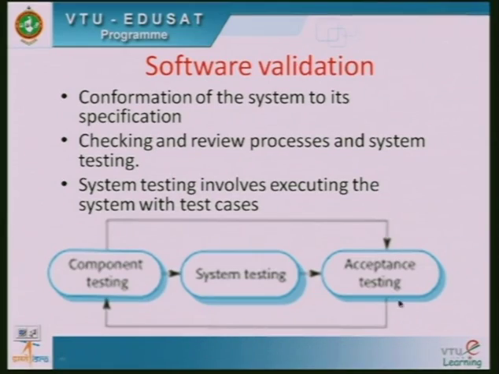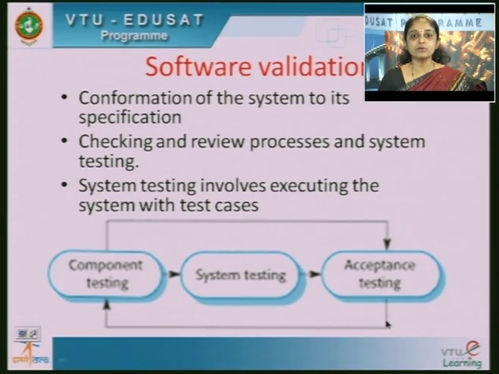Now, at the acceptance testing using the user data, if there are some discrepancies found during the testing, that is, some requirement is not fulfilled, then you go back to that component where the testing has failed and redo it. Again, you put it to system testing and again acceptance testing. Okay, so this is an iterative process which keeps happening. So this is about software verification and validation.